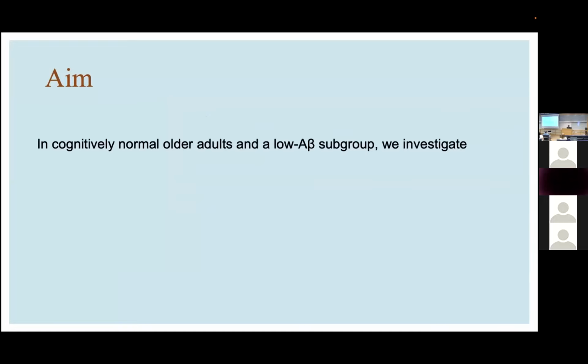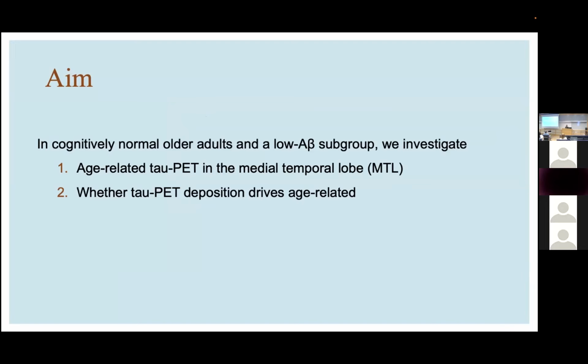One of the aims was that we wanted to investigate in these cognitively normal older adults and a subgroup of individuals with low A-beta levels, when it comes to age-related tau PET in the MTL, and whether tau PET deposition drives age-related atrophy in the MTL and also changes in cognition.